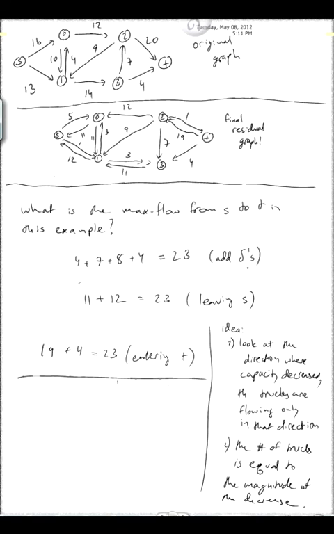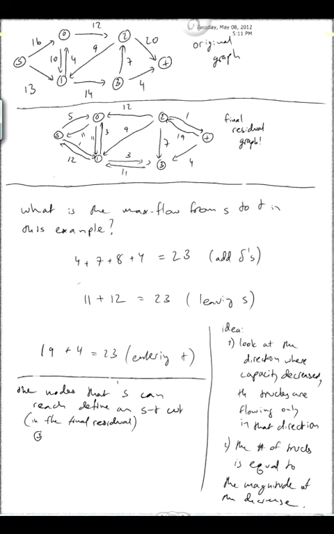So let me ask another question. From S, we cannot reach T. That's what gave us the final residual. But the nodes that S can reach define an ST cut. So in particular, what are all of the nodes that S can reach in the final residual?